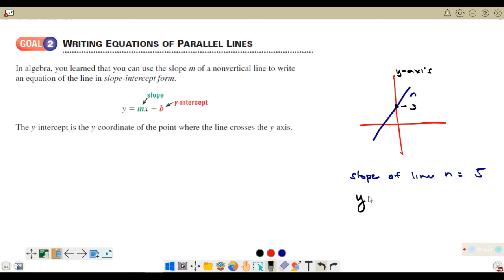It is y is equal to, so m, the slope is 5. And then, affix mo lang yung x. What about b? B is the point of intersection of your line and the y-intercept, which is 3. So the equation of this line, line L, is y is equal to 5x plus 3. Okay?